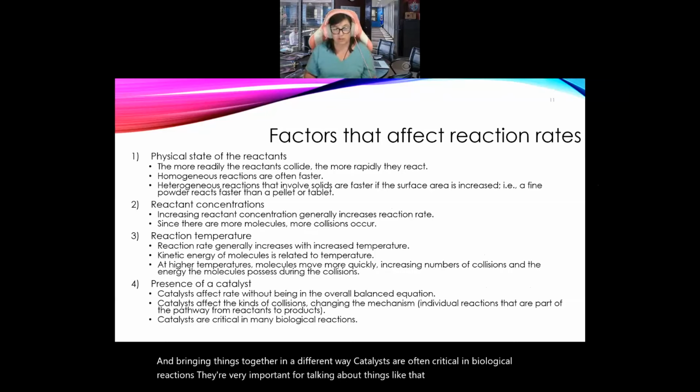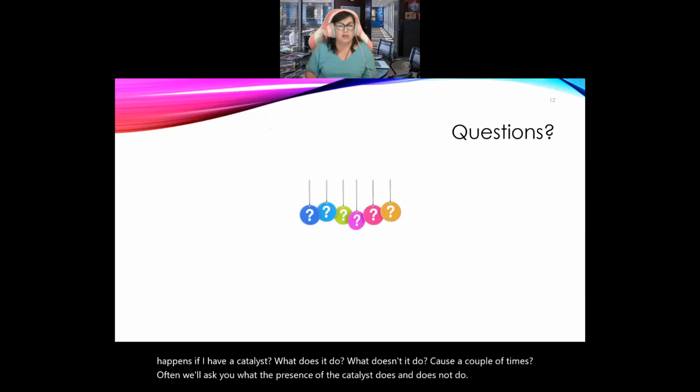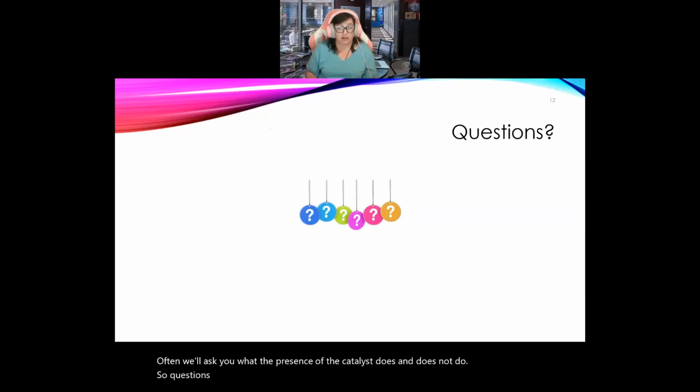Okay, questions about anything that helps us with reaction rates? These are things you should be able to speak to. If I ask you what effect the physical state of the reactants has, you should be able to speak to that. What happens if I raise the concentration, lower the concentration, raise the temperature, lower the temperature, or have a catalyst? What does it do, what doesn't it do? Because a couple of times, often we'll ask you what the presence of the catalyst does and does not do. Okay. So questions, comments, problems about any of that? Hopefully not, but we'll see.